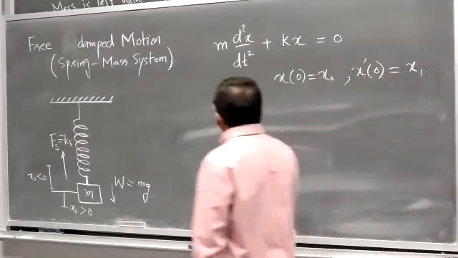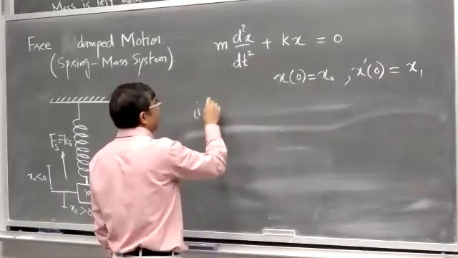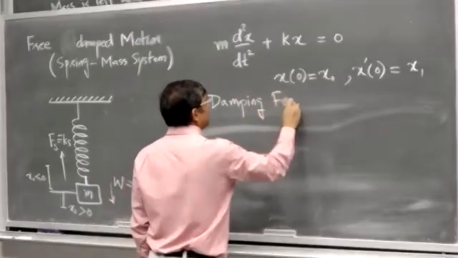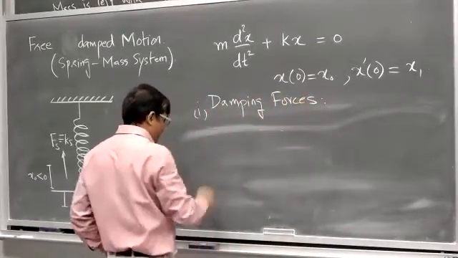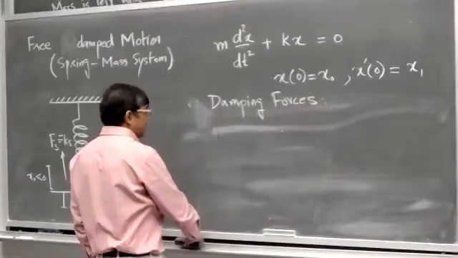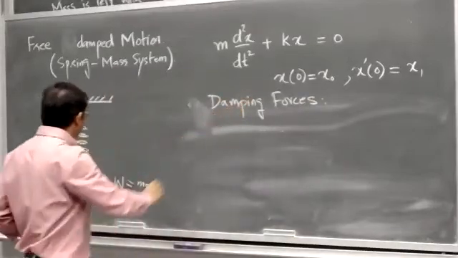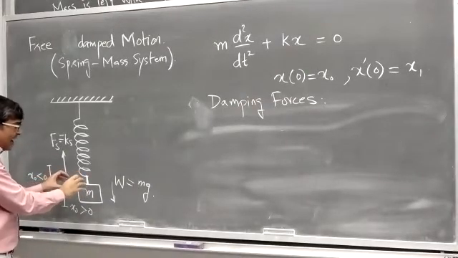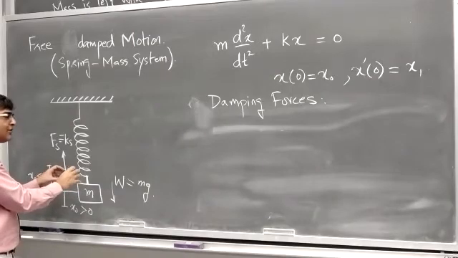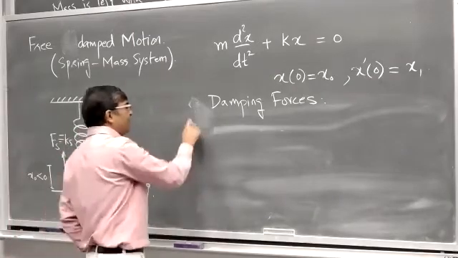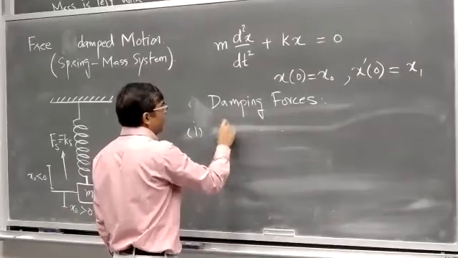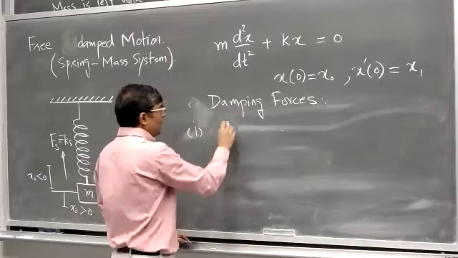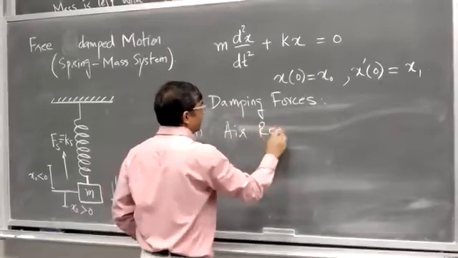Damping forces are those forces which apply force on this mass and try to slow down its motion. Examples of damping forces are frictional force or air resistance.